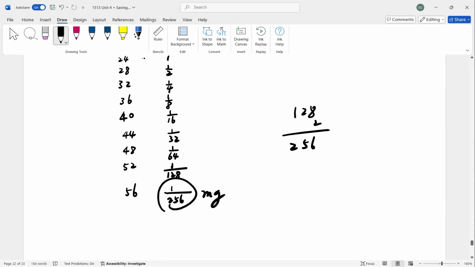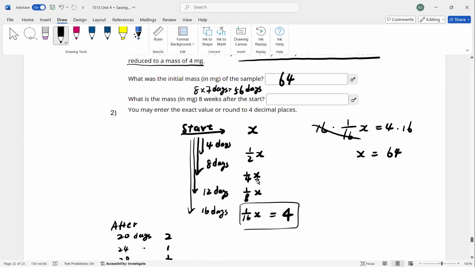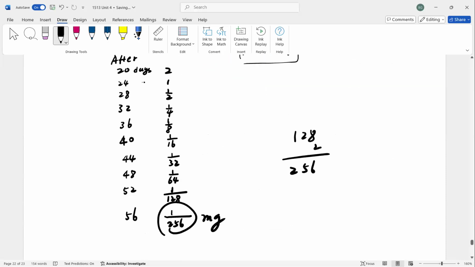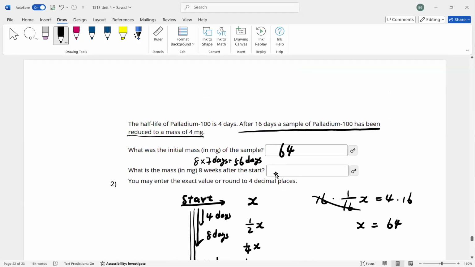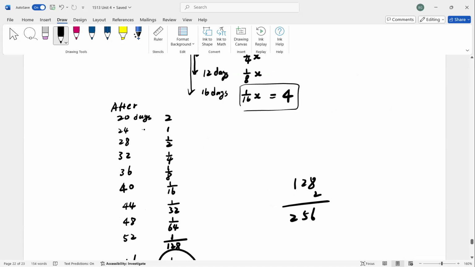Just use the meaning of the half-life. So after 56 days, that is 8 weeks, the mass of the sample is going to be 1/256, that much milligrams. All right, that's the second problem. We did not use the formula. Instead, we used the half-life. Isn't too bad, right?